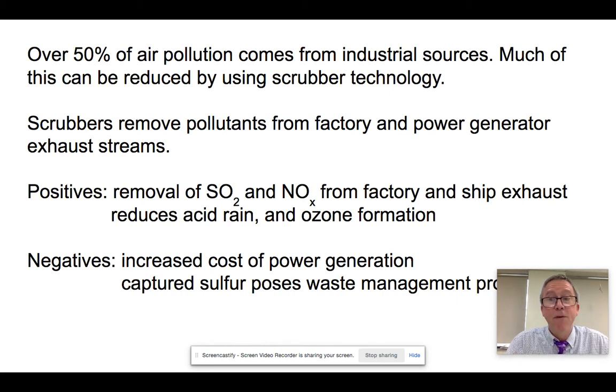We don't have to wait for it to happen. We don't have to hope that we can invest in it and make it. It's already here. It's getting better as time goes on, but we have scrubber technology in place now. But it adds to the cost of generating electricity. It adds to the cost of manufacturing products. So that means that the consumer is going to have to pay more for those things. How much more? Maybe say up to 10% more.